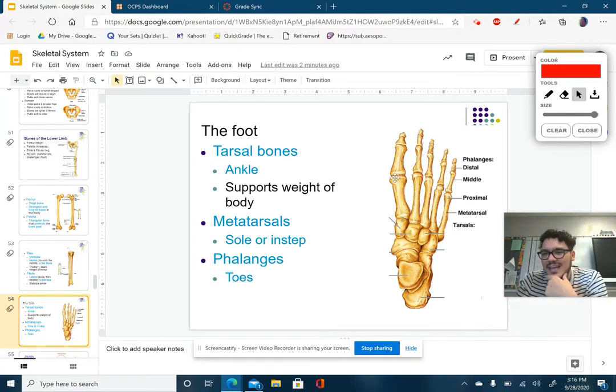Then finally, phalanges. That's your toes. Hey, wait a second. Didn't I just say earlier in this video that phalanges are your fingers? They are. It's just that the bones that make your phalanges in your toes are the same bones that make your phalanges in your fingers. So it's the same thing. No confusion there. It's all the same.